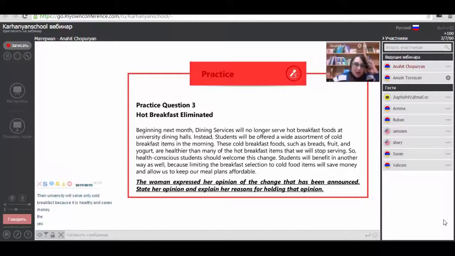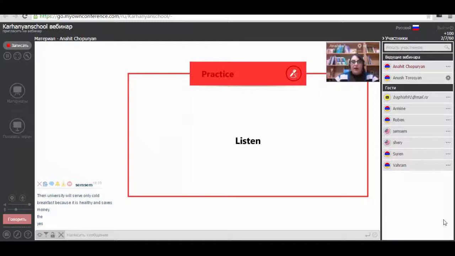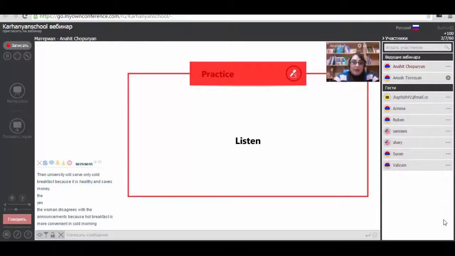Okay, so now state the reasons of the woman why she opposed the idea. What reasons she brought. And of course, don't forget about summarizing the reasons and paraphrasing them. I hope that while listening you take notes, because this is of immense importance. If you don't take notes, you won't be able to answer it correctly and precisely.